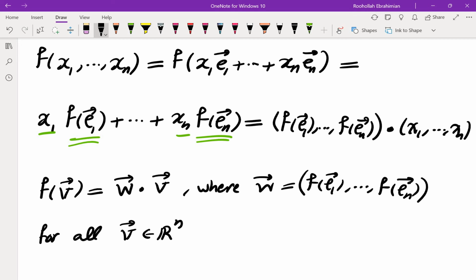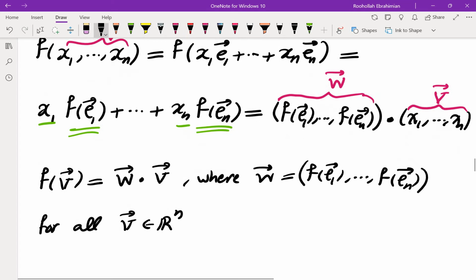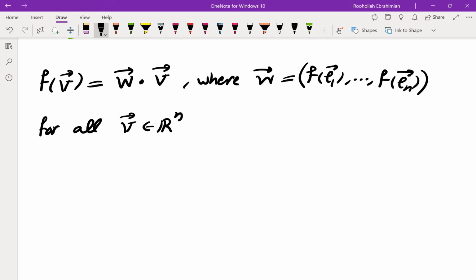Let me explain this. If you look at this input and call the input v, then here you have the exact same vector v, and this is a fixed vector. This does not depend on the input. If I call this one w, that would be w dotted with v. So every linear function would look like this. Now, this is not enough because I would also need to show that every function of this form is linear.